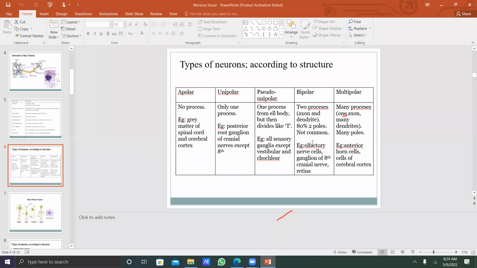So this table shows the characteristics of the neurons. Apolar neuron has no process. And unipolar has only one process. Bipolar has two processes, one axon and one dendrite. They are not common ones. The examples for bipolar neurons are the olfactory nerve cells, the retina, and the ganglion of the eighth cranial nerve. Multipolar neurons have many processes, one axon and many dendrites. So they have many poles.